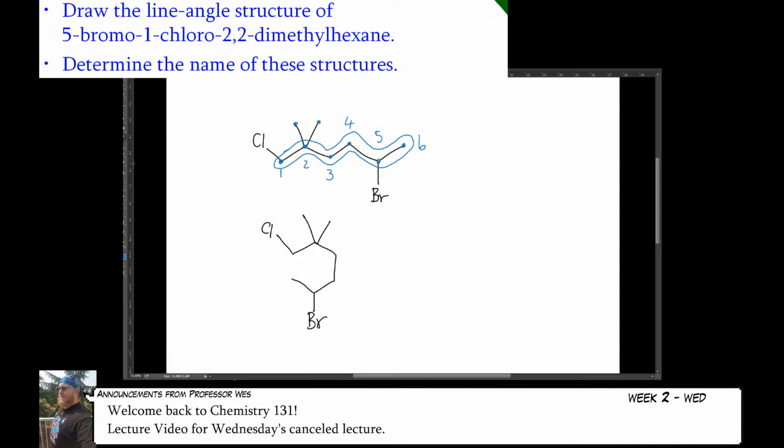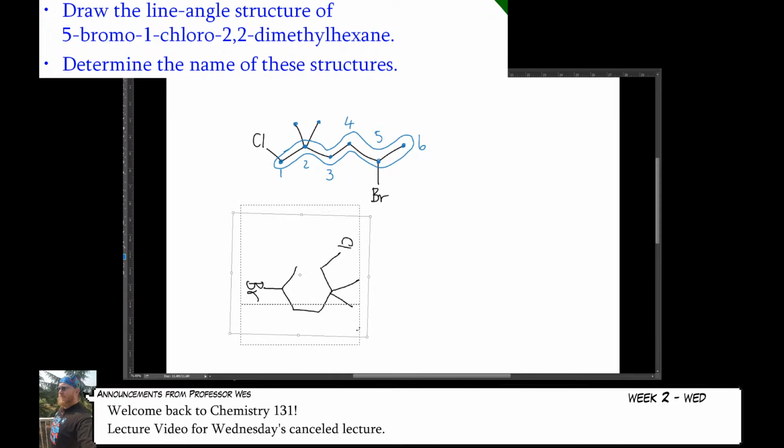Other issues can come up, and this is just something I'm going to play with here. How do I free transform here? There we go. Maybe your molecule looks like this instead, or like that, or can I invert this?